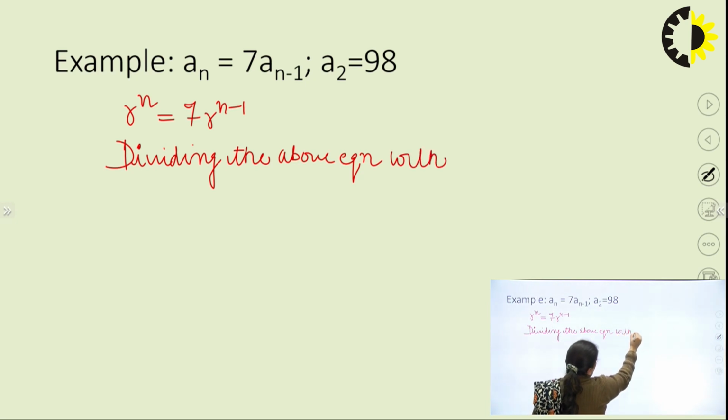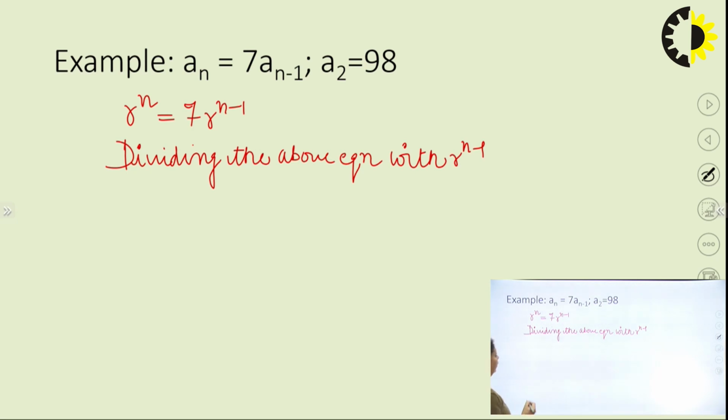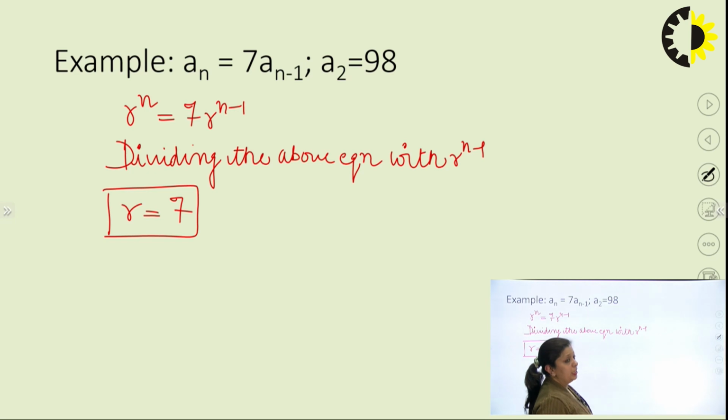So, what will we get? We'll get an r over here. r is equal to 7. So we have found the value of the root. This is my root value. Now since I know that this is a first order linear recurrence relation, what is the general solution to this?